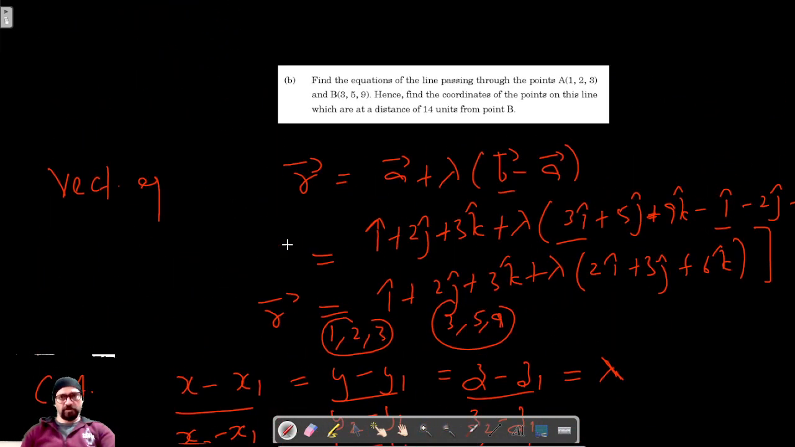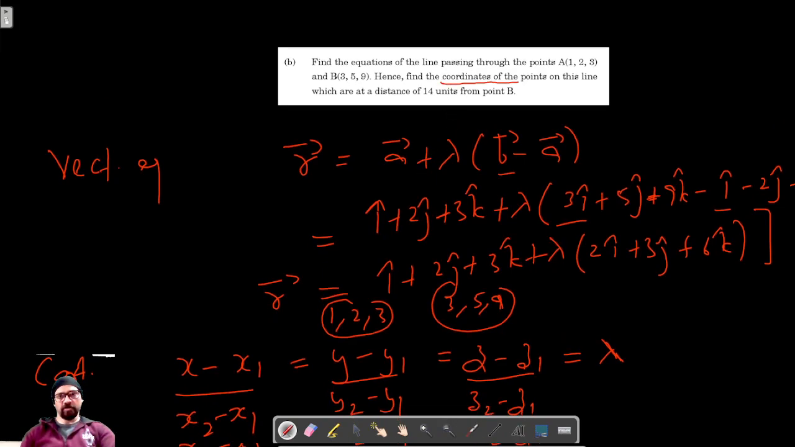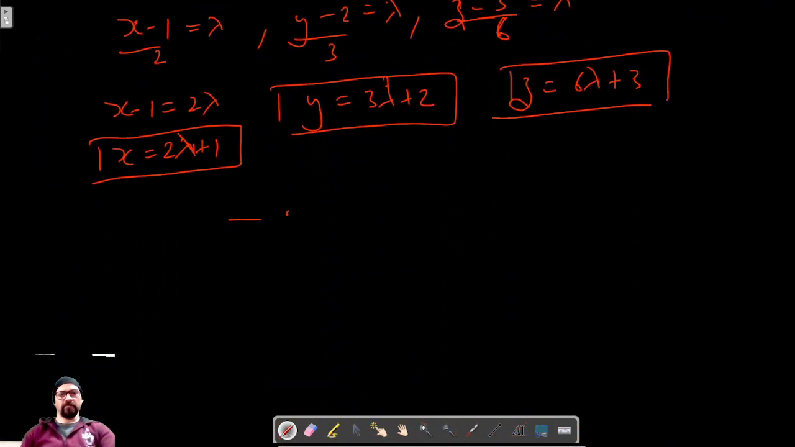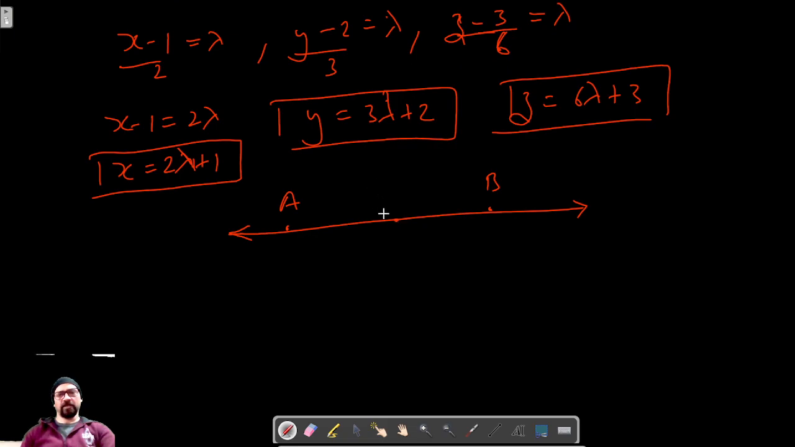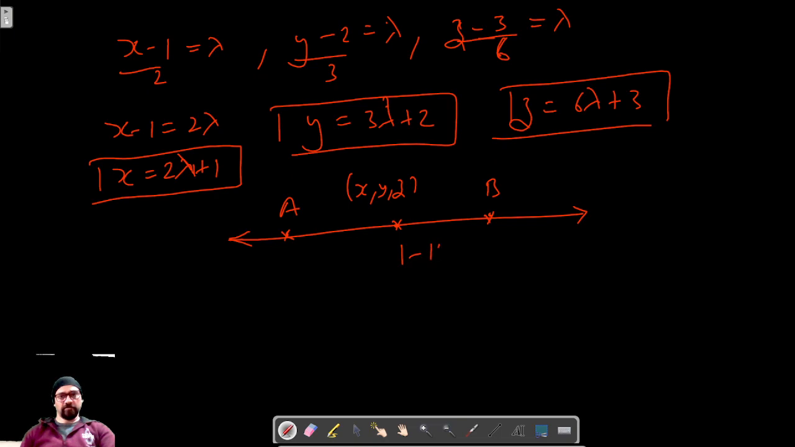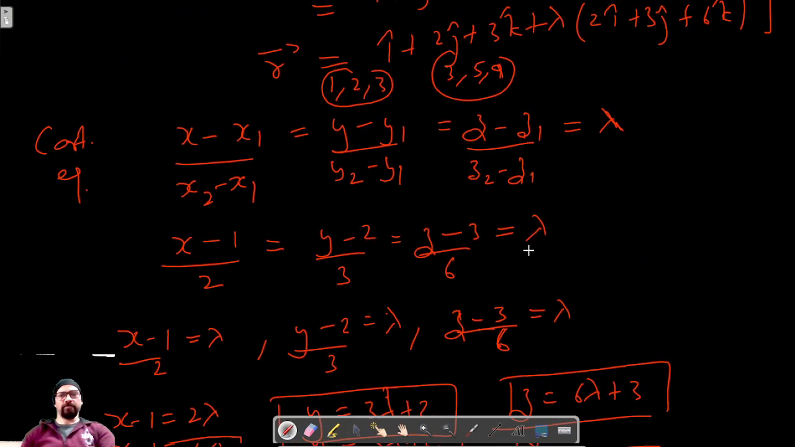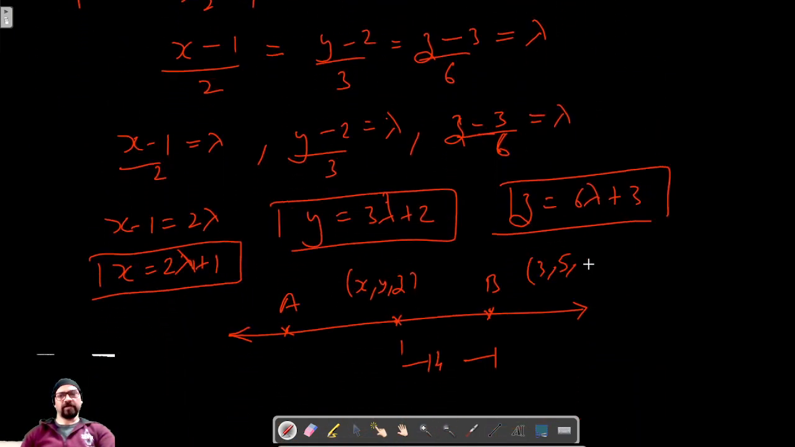So moving on to the next part, we have to find the coordinates of the points on this line which are at a distance of 14 units from point B. So this is point A and this is point B, and there is a point, let's say with x, y, z coordinates, and this is at a distance of 14 units from B. The coordinates of B are 3, 5, and 9.